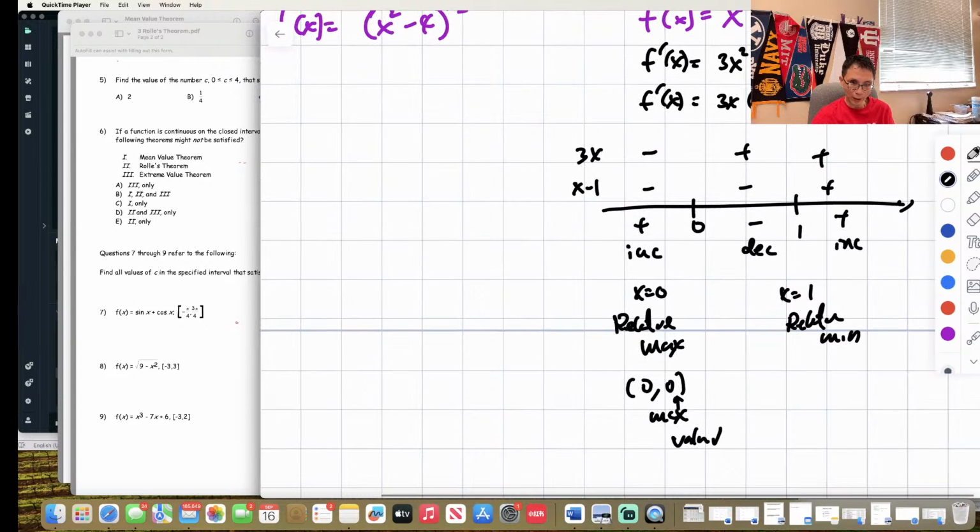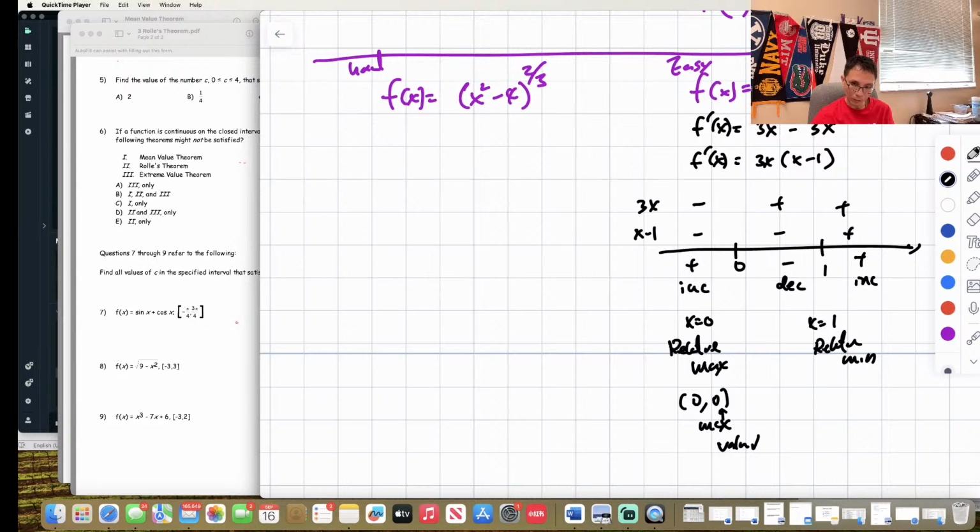If I plug in 1, what am I going to get? 1 comma what? Negative 1/2? Is that right? Yeah. It's going to be a relative minimum value. The minimum value is going to be negative 1/2. So I could ask you for the minimum value or maximum value.